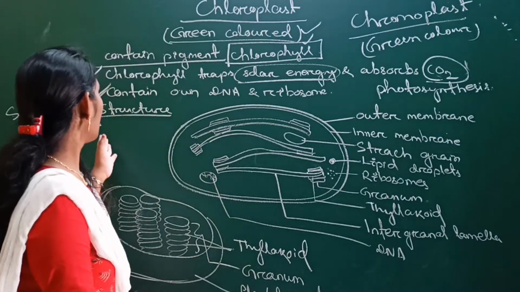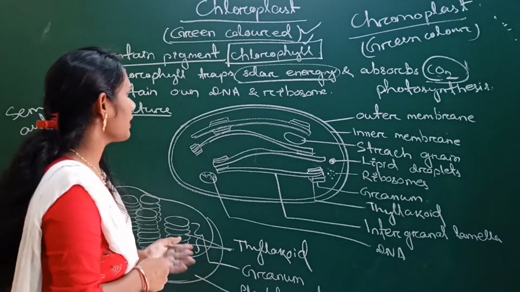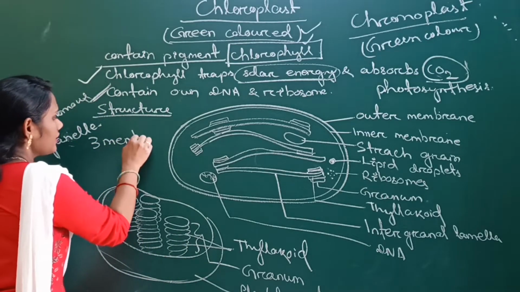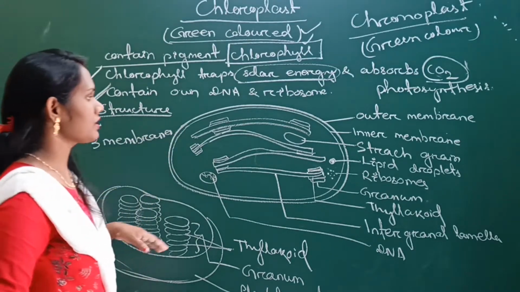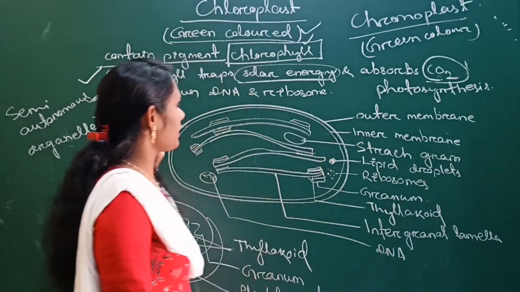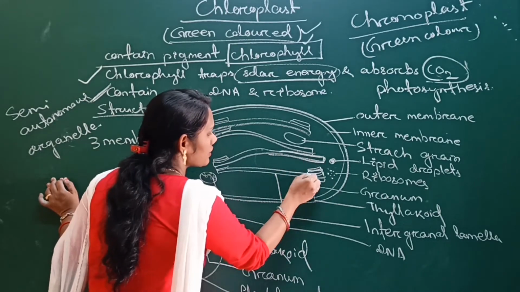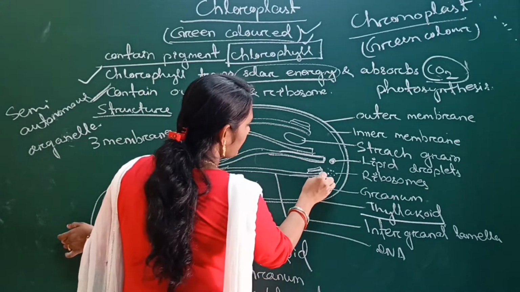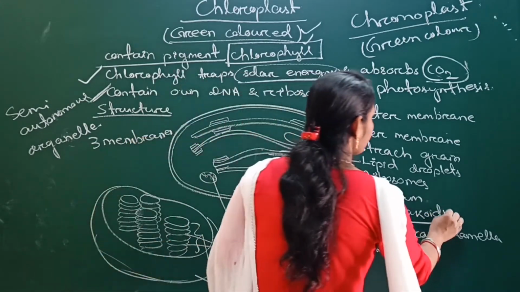Okay, let's learn about the structure of a chloroplast. Generally the chloroplast has three membranes. One is the outer membrane, another is the inner membrane, and another membrane is present inside the chloroplast, and that membrane is called the thylakoid membrane.